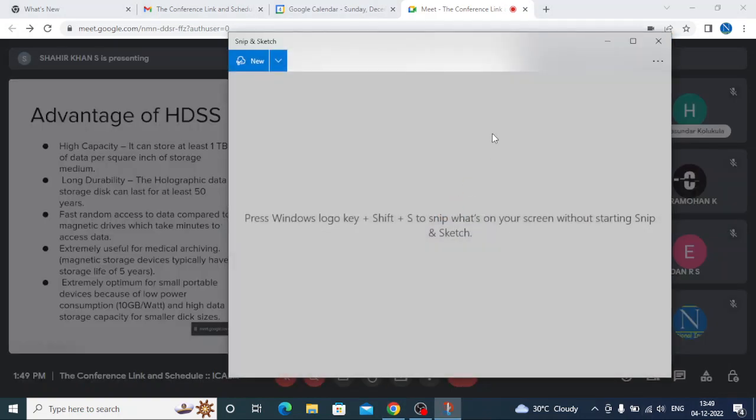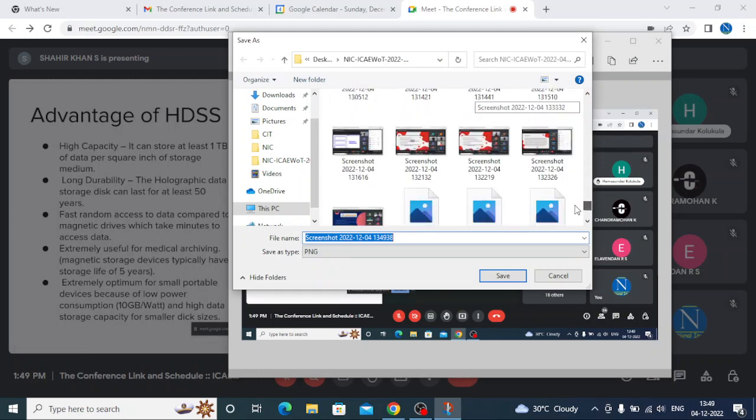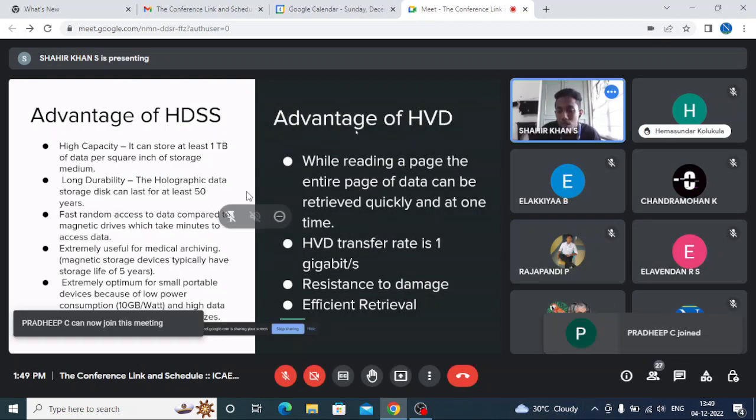Next, advantages of HVD. While reading a page, the entire page of data can be retrieved quickly and at one time. HVD transfer rate is 1 gigabyte. Next, resistance to damage and efficient retrieval.